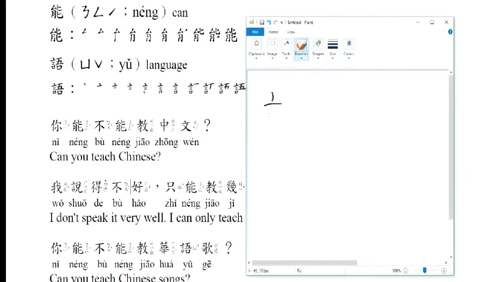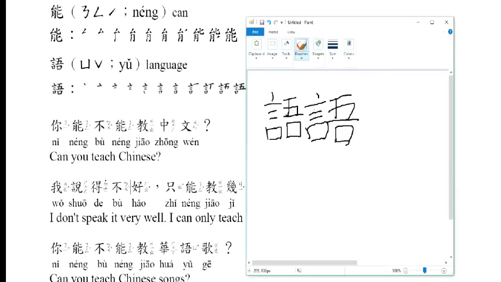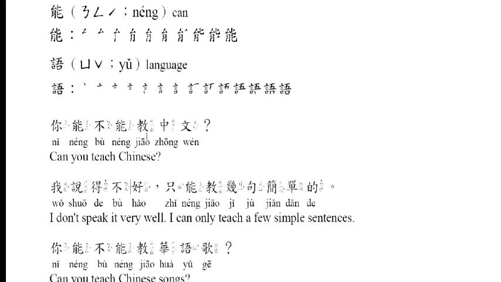语, with 言 on the left-hand side. 言 means conversation, language, speaking. And then a number 5, 五, and then a mouth. 语 means language. The left-hand side is 言, and then a 5, and a mouth again. 语. 你能不能教中文?